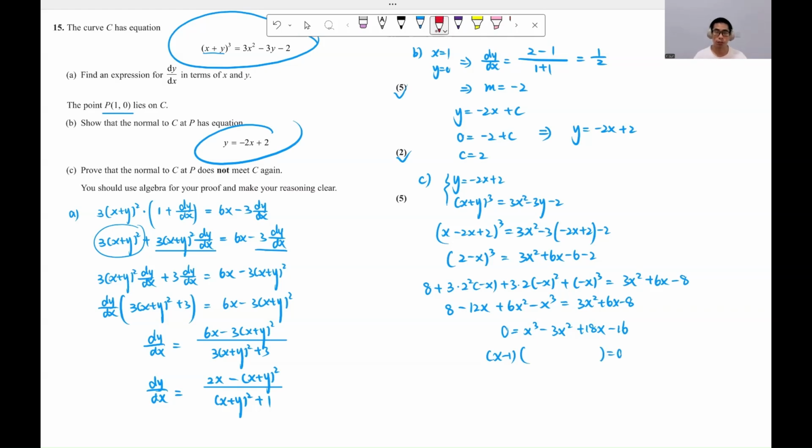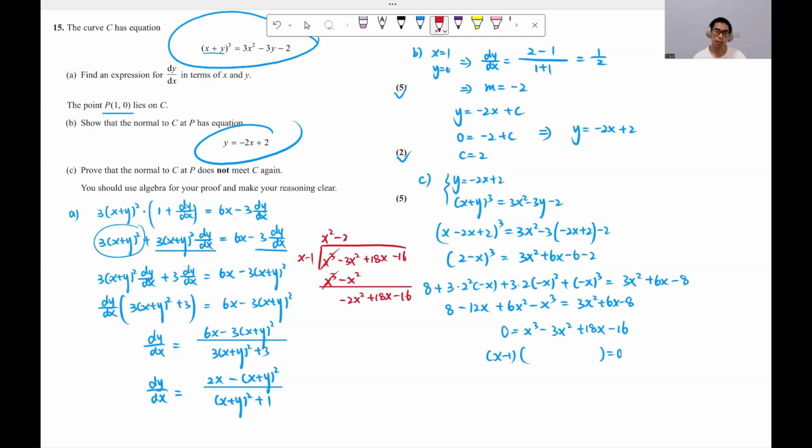So we can use long division to divide it. So x cubed minus 3x squared plus 18x minus 16 divided by x minus 1. So times by x squared to get x cubed and then minus x squared. So minus them, this will cancel out. Minus 3 minus negative 1, that'll be minus 3 plus 1, so negative 2x squared. And then bring down the other two terms.